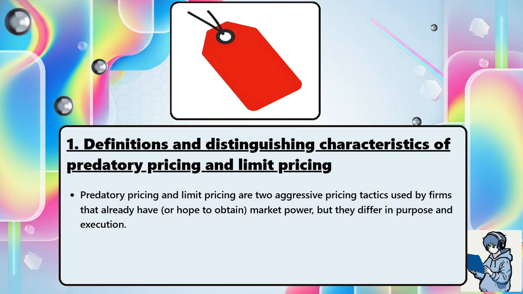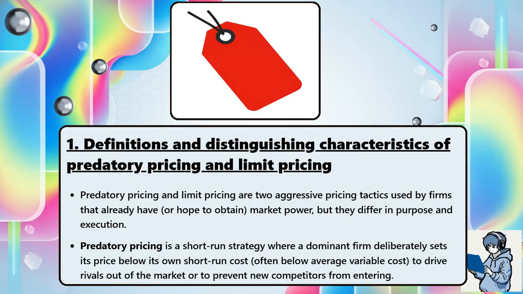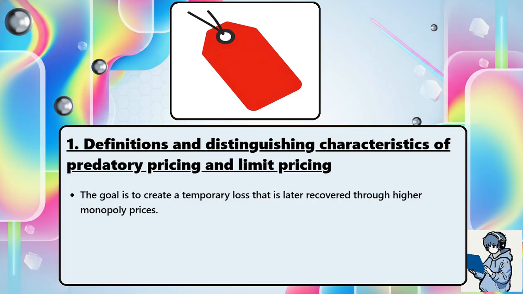Predatory pricing and limit pricing are two aggressive pricing tactics used by firms that already have or hope to obtain market power, but they differ in purpose and execution. Predatory pricing is a short-run strategy where a dominant firm deliberately sets its price below its own short-run cost, often below average variable cost, to drive rivals out of the market or to prevent new competitors from entering.